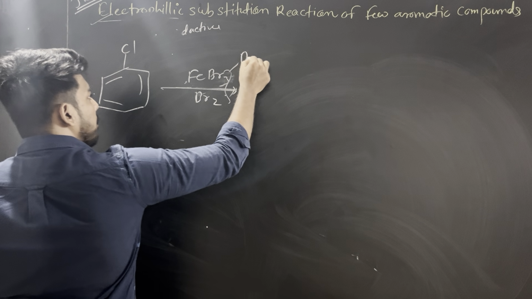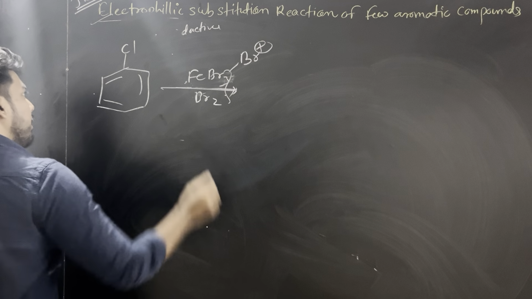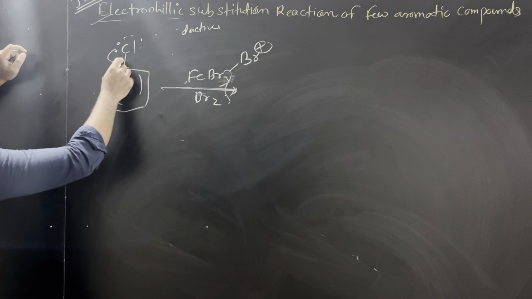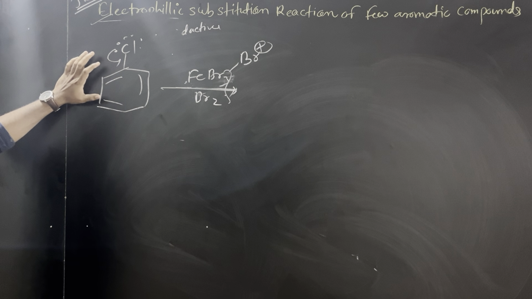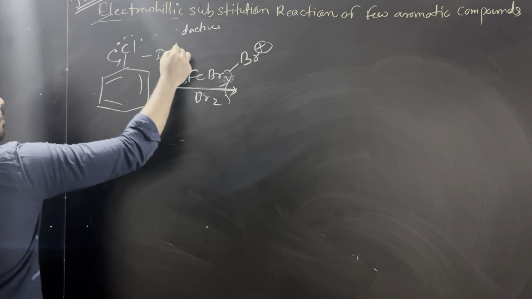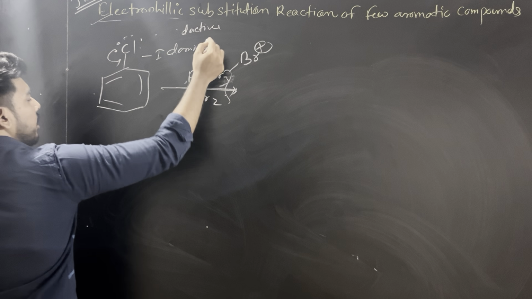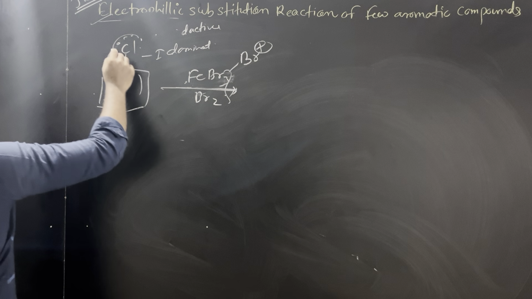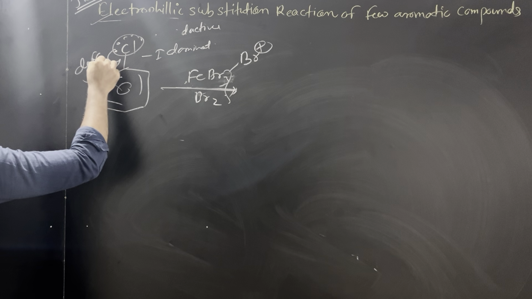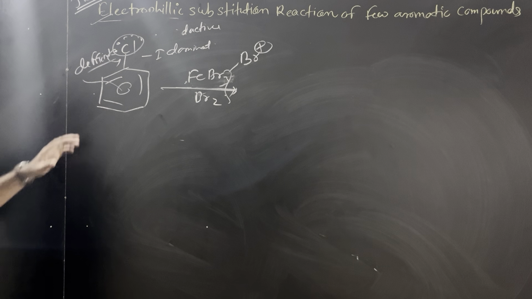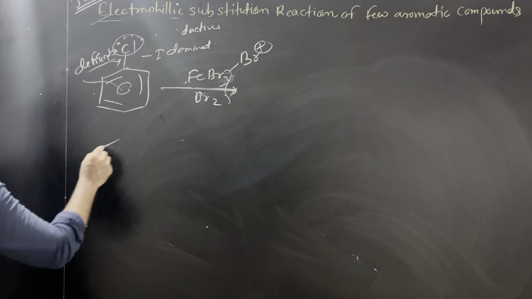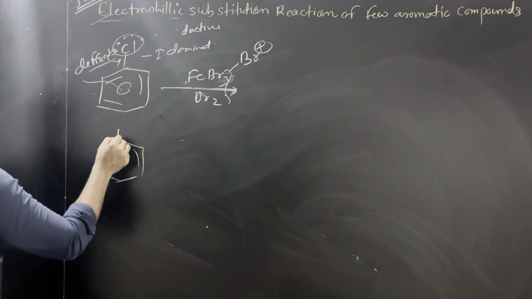We are going to get Br plus as the electrophile, and we know that this Cl is providing a plus M effect on this particular ring. Actually, in the case of halogens, we studied that the minus I effect is the dominant effect. So this Cl will actually make the ring very electron deficient. We will see this particular example later on. It's a special case. Before that, just tell me the answer of this question.